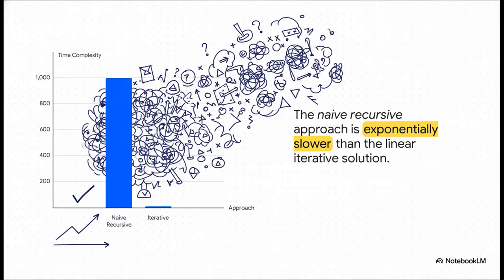Whoa, just look at this performance chart. The iterative solution is nice and linear, O(n). Totally fine. But the naive recursive solution, its complexity is O(2^n). That's exponential. That's not just slow, it's a performance catastrophe. It means the program has to do a mountain of redundant work, recalculating the same values over and over again until it just grinds to a halt.